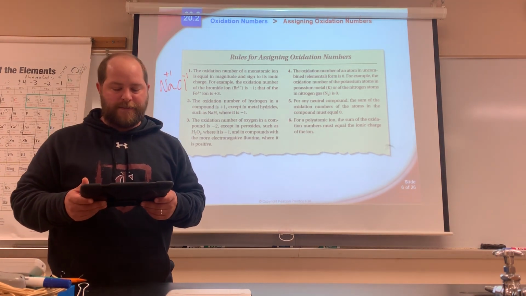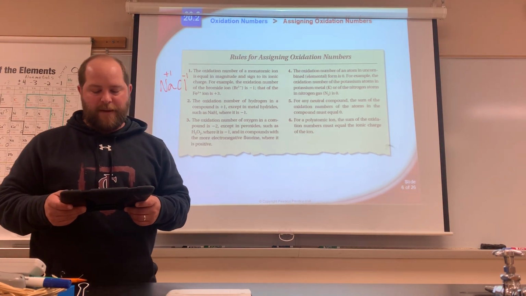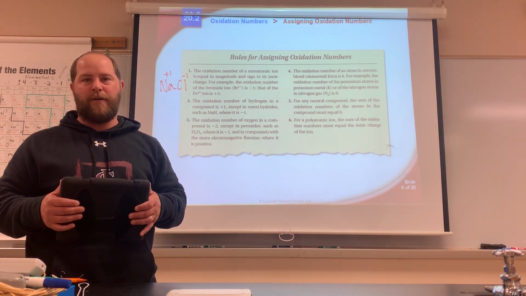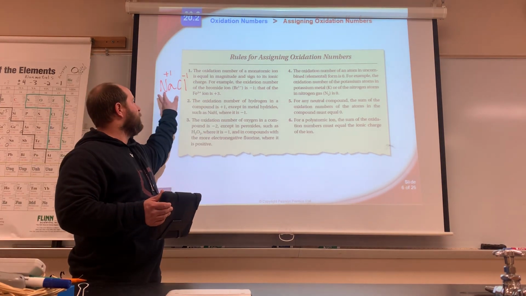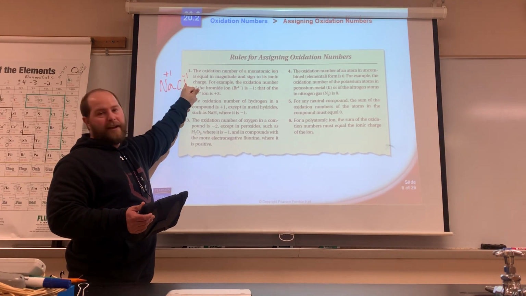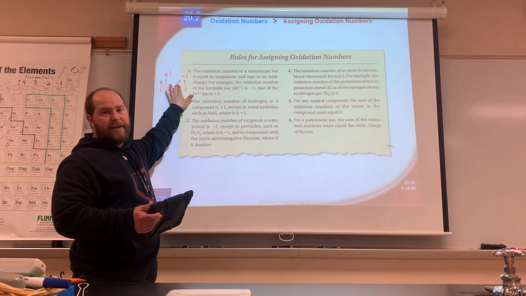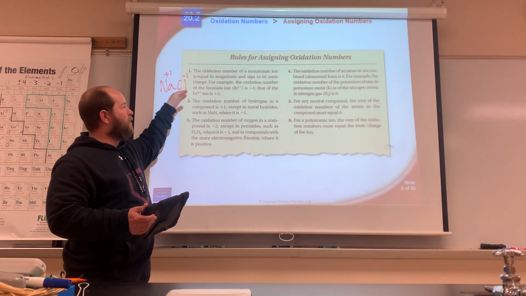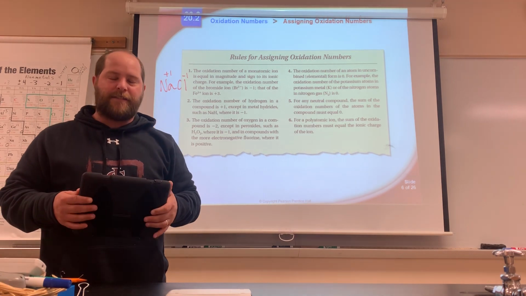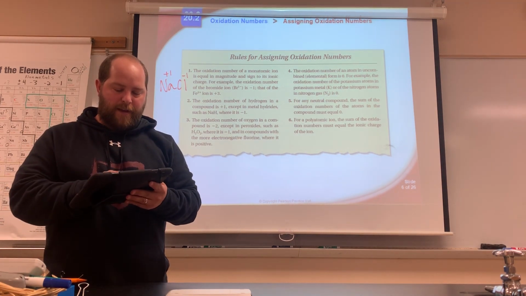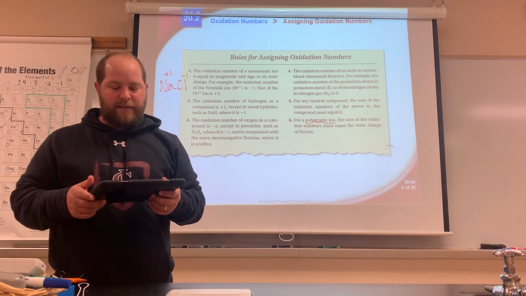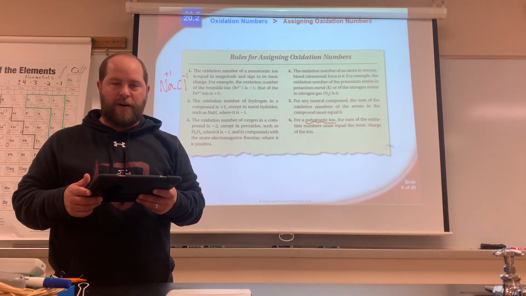Number 5 says for any neutral compound, the sum of the oxidation numbers of the atoms in the compound must equal 0. That's very similar to this rule as well. So it's going to add up to 0. If you've got a +1 here and a -1 here, the oxidation numbers in this compound must add to 0, which it does. Then rule number 6. This is for a polyatomic ion. The sum of the oxidation numbers must equal the ionic charge of the ion.